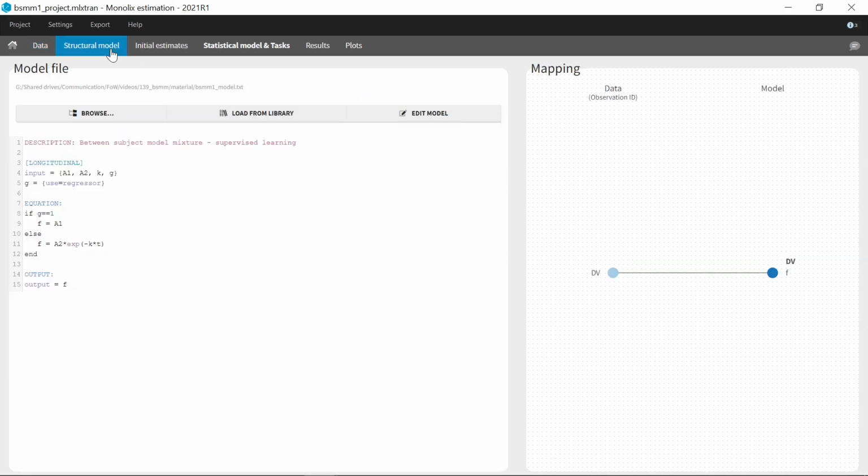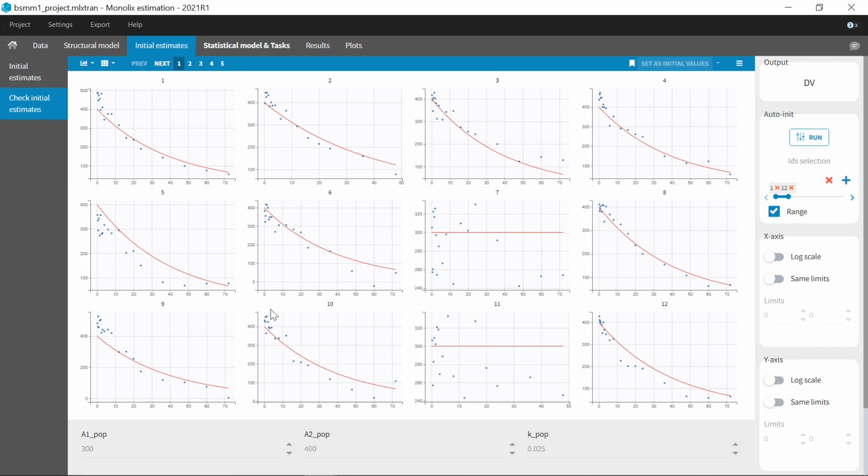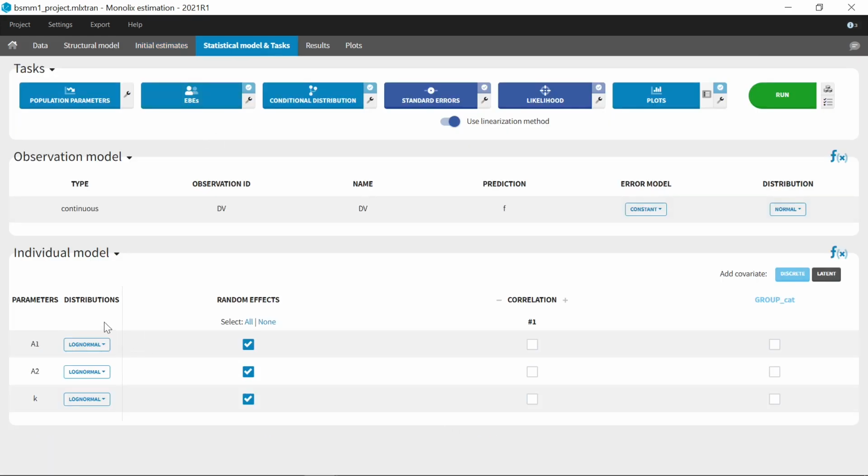In the structural model, the group column is read in the variable j with this line. Then the value of j is used with an if-else statement to choose the correct equation. In check initial estimates, the predictions for each individual depends on its group and uses only the parameter A1 for non-responders and the parameters A2 and K for responders. The three parameters A1, A2, and K can then be estimated as independent distributions.